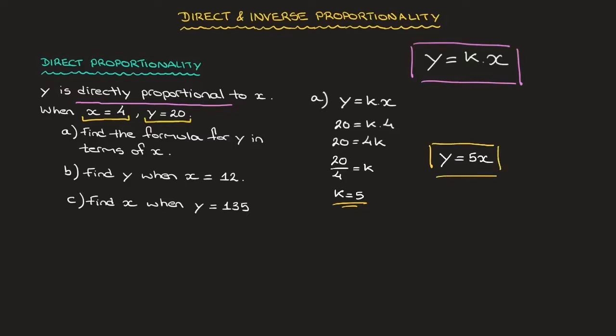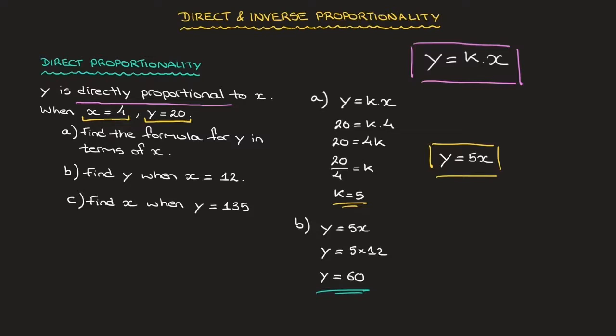Now that that's done, we move on to the second question, question B. Now in question B, we're asked to find y when x equals 12. Well, for that, we use the formula we just found. Indeed, starting from y equals 5x, if we replace x by 12, then that becomes y equals 5 times 12. And calculating that, y is equal to 60. Done. When x equals 12, y equals 60.